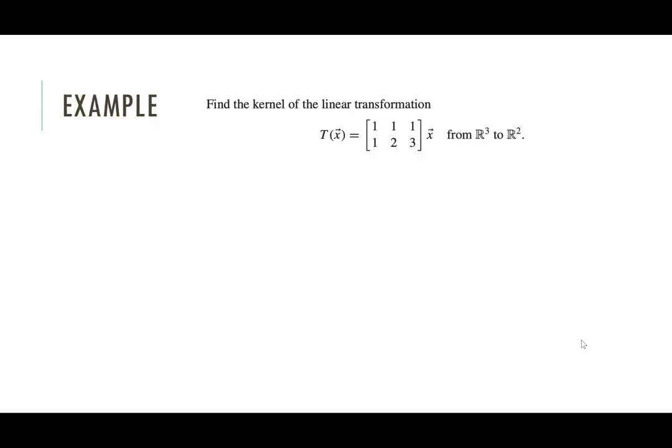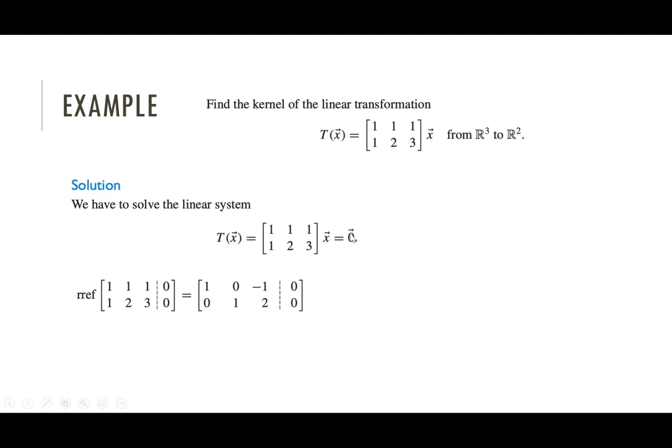Okay, now let's do an example. Just given our definition of a kernel, let's find the kernel of a linear transformation. So here we've got this transformation that's represented by multiplication by this matrix. It's a function from R3 to R2. So our kernel should consist of a set of three-dimensional vectors. So the key to finding the kernel is realizing that, okay, if the kernel is everything that gets sent to zero, then you have to solve the system Ax equals zero. And the set of x's that solve this, that is your kernel. So, okay, let's do it.